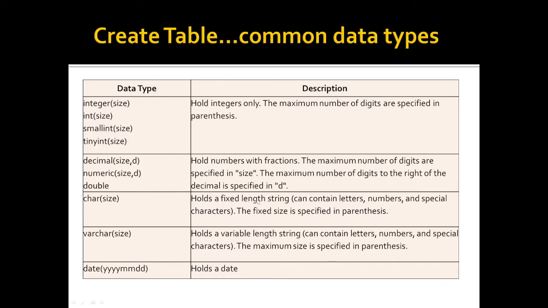Char size holds a fixed length string, and can contain letters, numbers, and special characters. The fixed size is specified in parentheses, so the size is always fixed for this one. And varchar is similar to char, but it holds a variable length string. Although we can also specify the maximum, it can contain letters, numbers, and special characters, but it is stored in variable length. The maximum size is specified in parentheses. Then we also have date, which holds a date value.